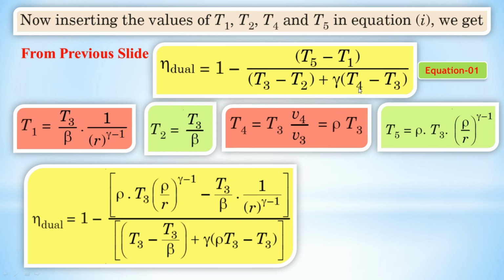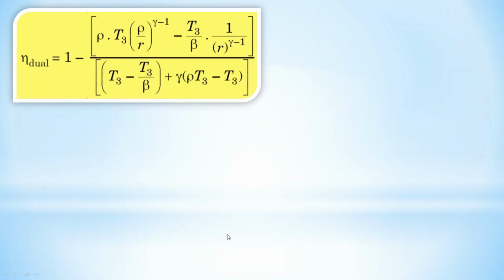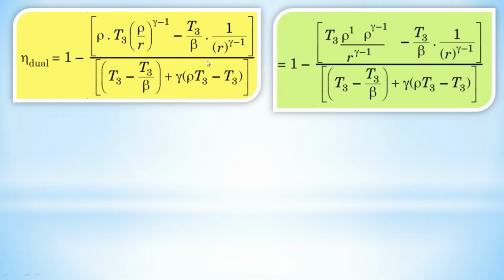Same for T4 equal to T3 into V4 by V3, equal to rho into T3, because we know that it is the cutoff ratio. So T4 equals rho into T3. Put this value here, T4 equal to rho into T3. The remaining term is as it is, gamma. So we simplified this term.